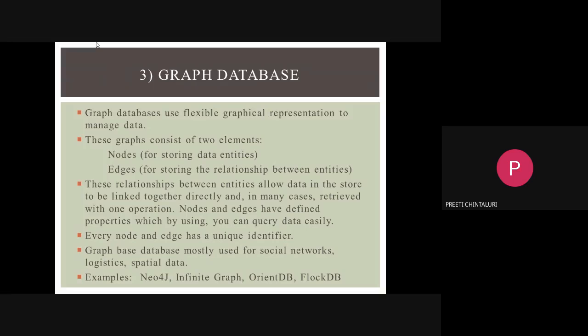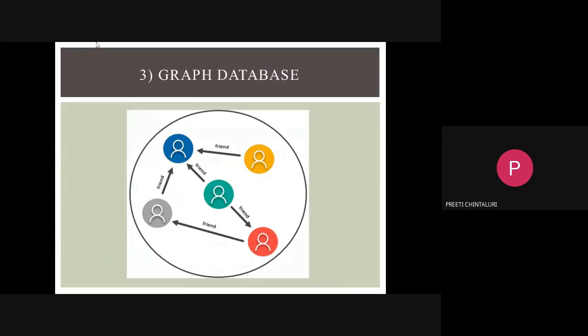This is a representation of graph database. This circle represents the entities and this arrow represents the relationship, that is the edges. These edges store the relation between the entities.